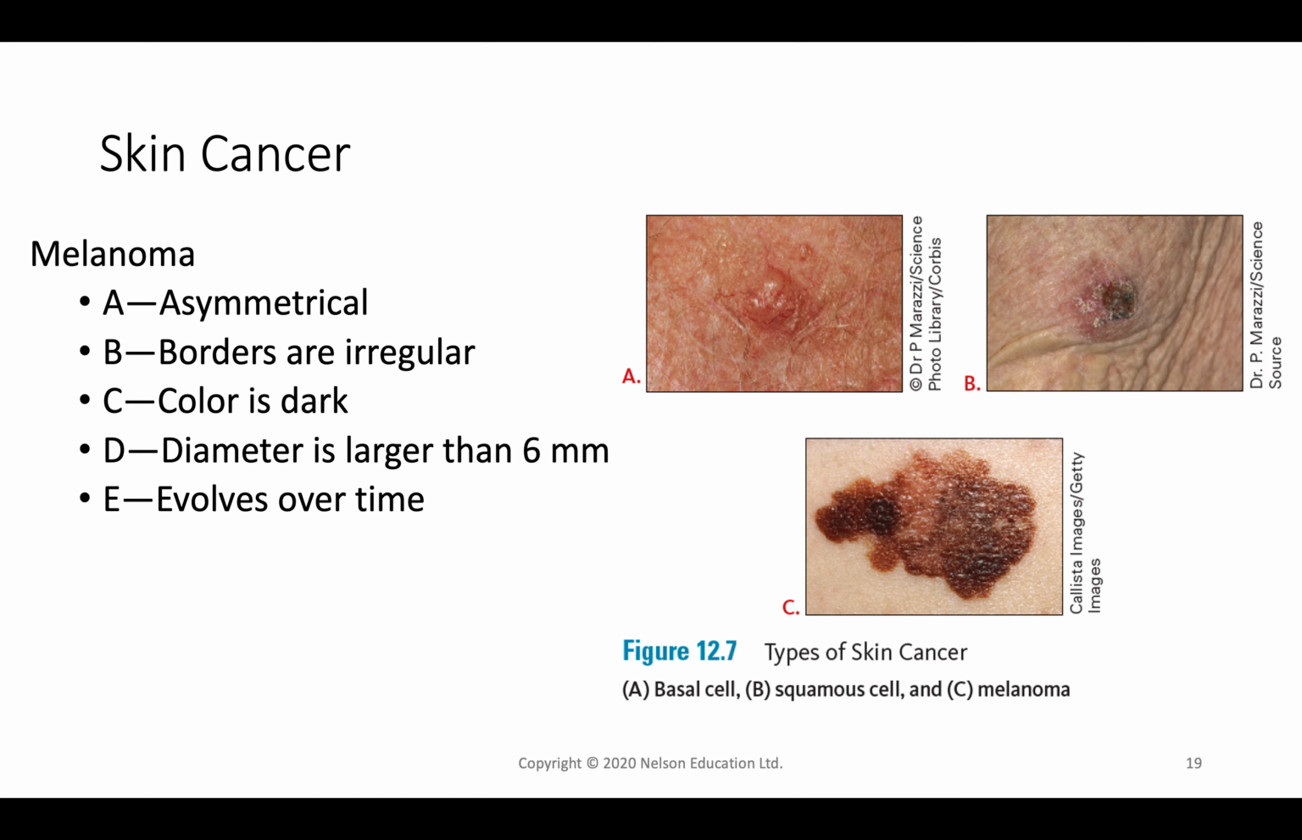The ABCDEs are the indications that a mole might be melanoma. Is it asymmetrical with irregular borders? Is it dark in color? Melanin is the main molecule inside the melanocytes, so melanomas tend to be dark. It also has a diameter larger than 6 millimeters, which is basically your regular pearl necklace, and it changes over time. So the borders are irregular and they start changing, so evolution. And if we see all of these, we absolutely need to see a skin doctor or a dermatologist.